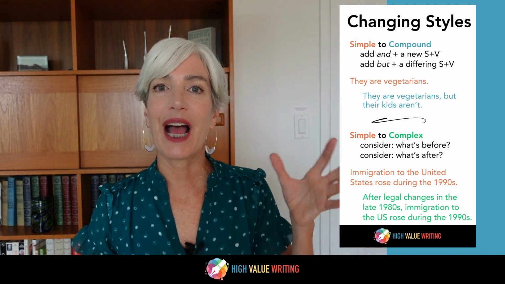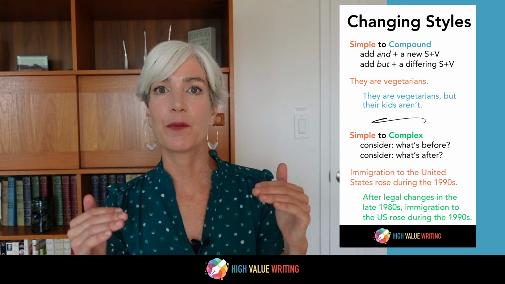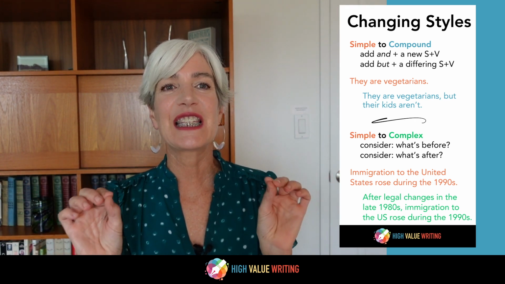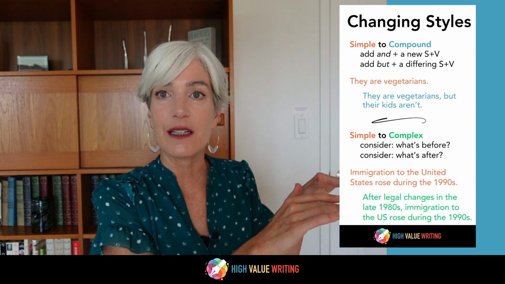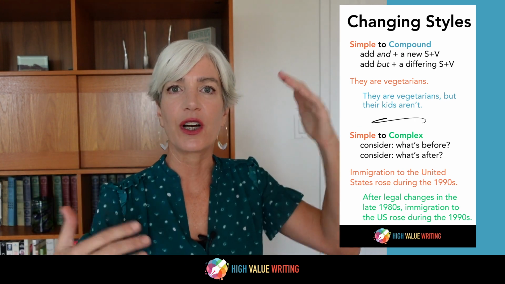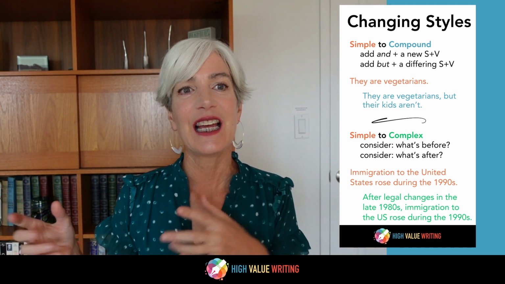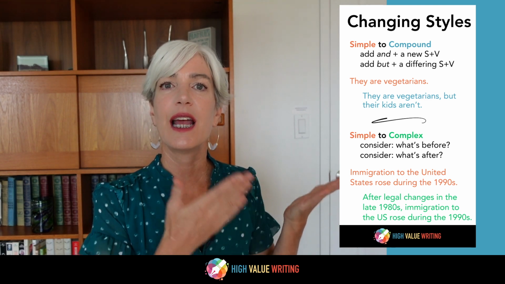So simple to complex, it's a little bit similar, right? But I need to consider the relationship a little more since the two parts won't quite be equal. So instead of "immigration to the United States rose during the 90s," I might say, with complexity using "after," comparing times and what happened: After legal changes in the late 1980s, immigration to the US rose during the 90s. We can see how one depended on the other, right?